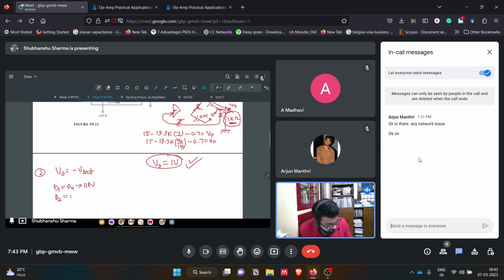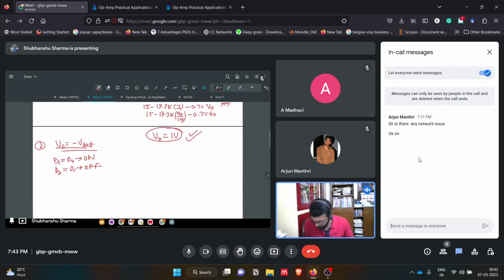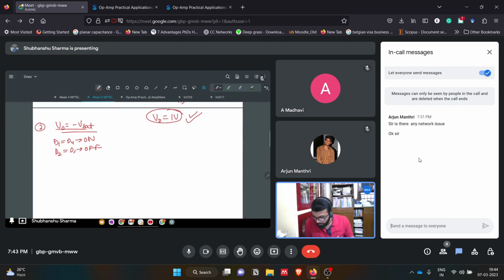D2 and D3 will get off. So how will we see the circuit? The circuit will look like this. D2 and D3, oh sorry, this will now be off. So D3 is off. Okay, so D1 will be on. This one will be like this, 0.7 volts. Okay, this will be off.